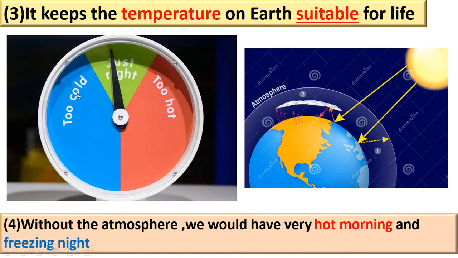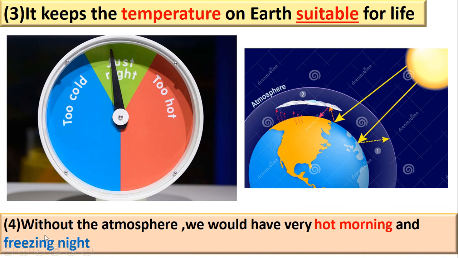Number 3, the atmosphere keeps the temperature on earth suitable for life. What's the meaning of temperature? Temperature means the degree of hotness or coldness. So the atmosphere keeps the temperature suitable. What's the meaning of suitable? It is not too hot and not too cold. It is the right temperature for life. So it's keeping the temperature suitable, not too hot and not too cold.